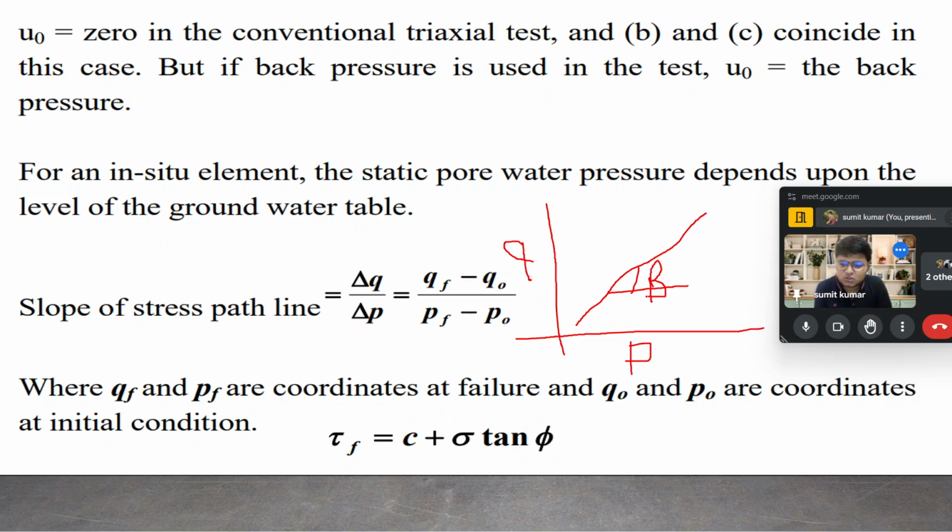Over there, qf and pf are the coordinates at failure, and q naught and p naught are the initial coordinates. So tau f is written as c plus sigma tan phi, which is represented over here and can be shown from the equation written in this slide.